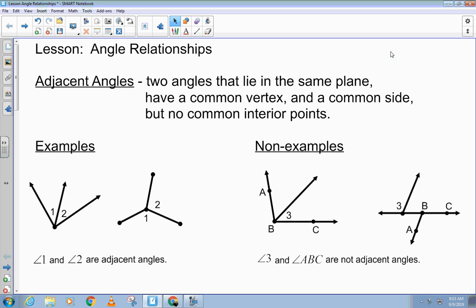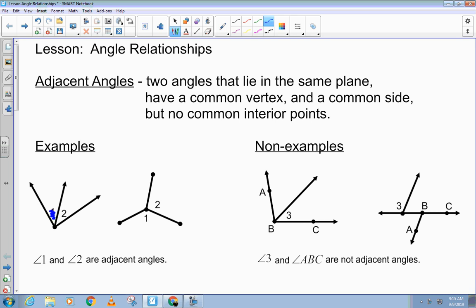Okay? Mrs. Turner's classroom and my classroom are adjacent. We're right next to each other. The only thing that we share is the wall that separates us. We don't overlap. We're just right next to each other. So the same thing is true here with adjacent angles. They're right next to each other.